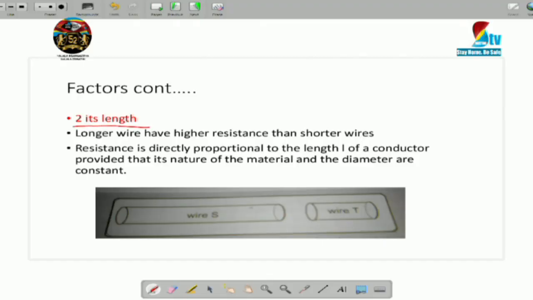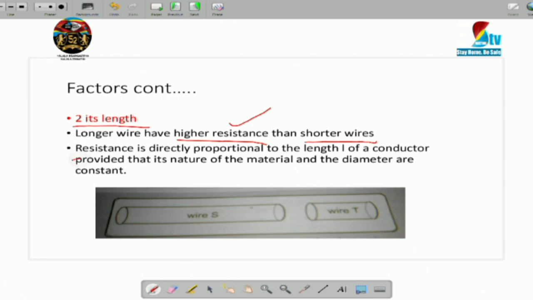Let us move on to the next factor. The next factor is the length. The length L of a resistor. How does the length affect the resistance? Of course, the length does affect the resistance. The longer wire has a higher resistance than a shorter wire. Or the longer conductor has a higher resistance.